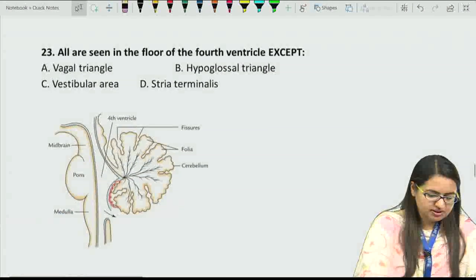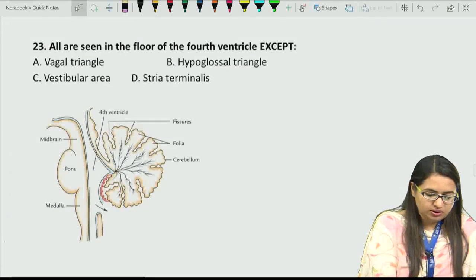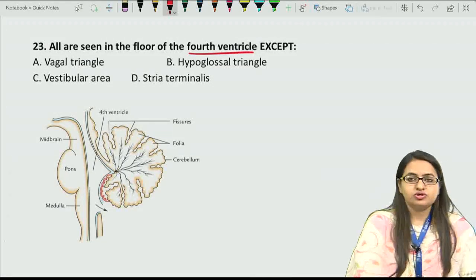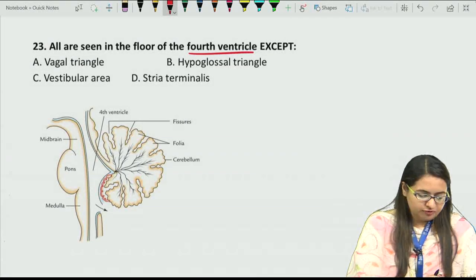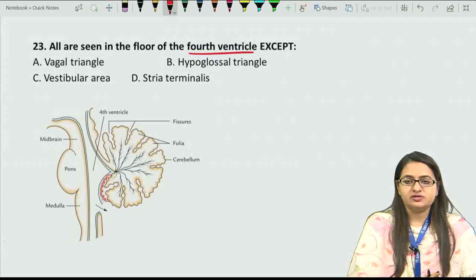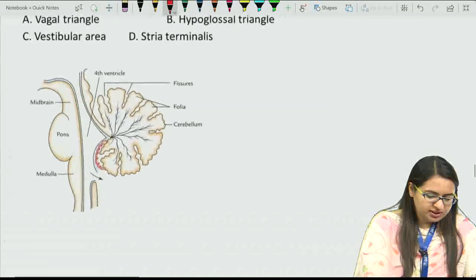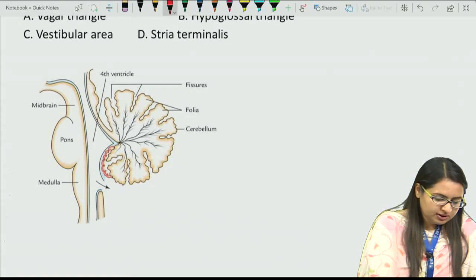The next question says all are seen in the floor of fourth ventricle. So this question talks about the fourth ventricle. Now for the fourth ventricle, we know that it is present between the pons and the cerebellum. And if we specifically see over here, this is the fourth ventricle. This structure is a fourth ventricle.